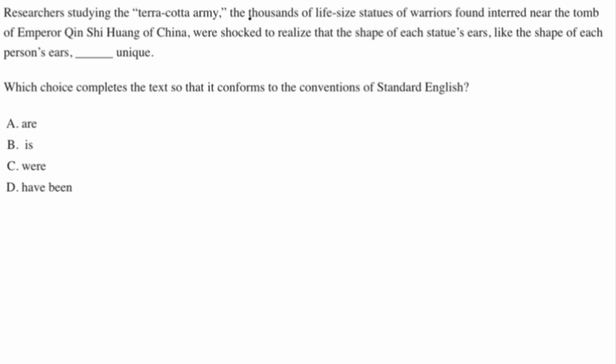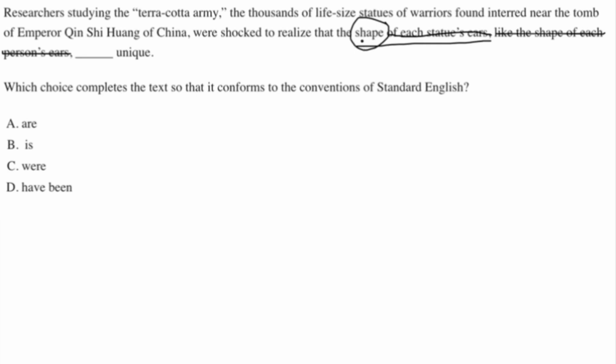Researchers studying the terracotta army, thousands of life-size statues of warriors found interred near the tomb of Qin Shi Huang of China, were shocked to realize the shape of each statue's ears, blank unique. So we can take that out. That's not necessary. And it appears that the subject, or the thing that they're calling unique, is the shape of each statue's ears. But "of each statue's ears" is really just a modifier. It's describing shape.